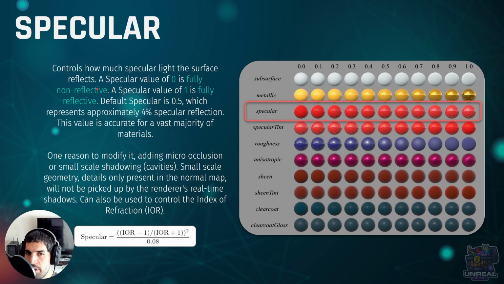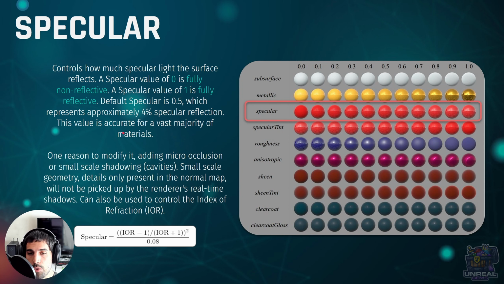Okay, so what is specular in Unreal Engine then? Well, it's a parameter that controls how much specular reflection a surface has. For example, a value of 0 will be fully non-reflective, but a value of 1 will make it fully reflective. For metallic objects, specular has no effect on the shading model. The default is 0.5, which is a 4% specular reflection. This will be correct for almost all materials, so just be aware that usually you are not going to be modifying this parameter. So remember that.